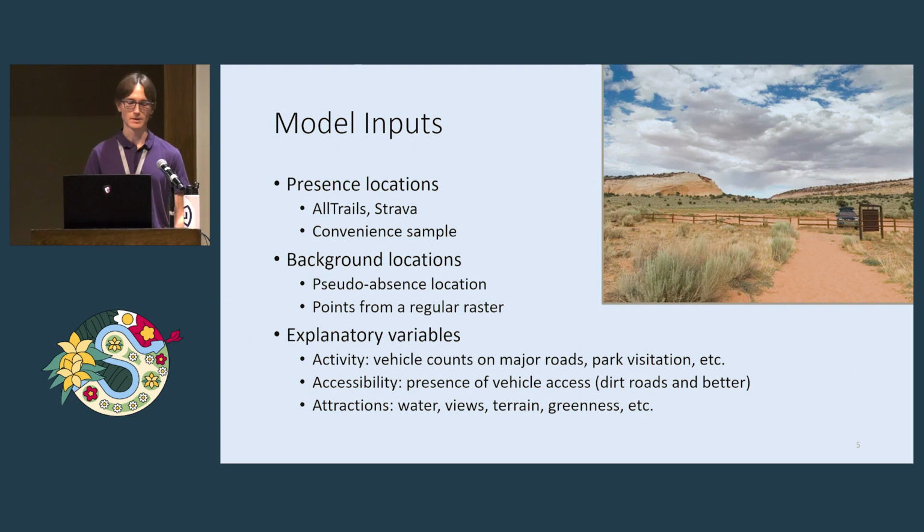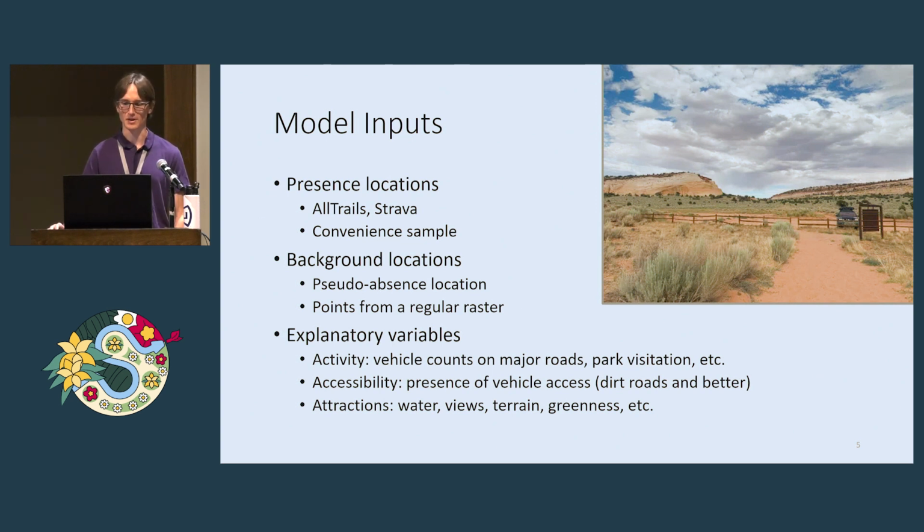And so that does make this a convenience sample. It's not a true random sample of recreation across the state. And then the second input that our model needs is background locations. This is a grid of pseudo-absence points, and we derive these from geospatial raster coordinates. The number of points will depend on the scale that we're processing at.